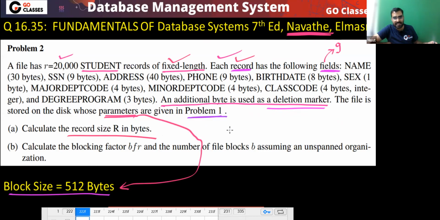Actually, these questions are linked. The problem one that we have already done, these questions are basically linked. In that problem you have this, this is the block size.